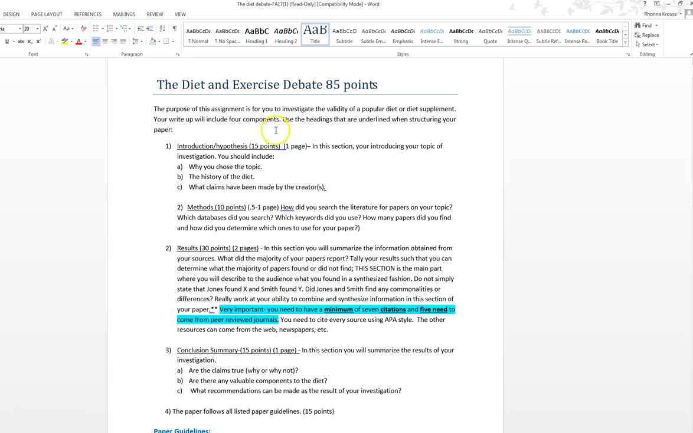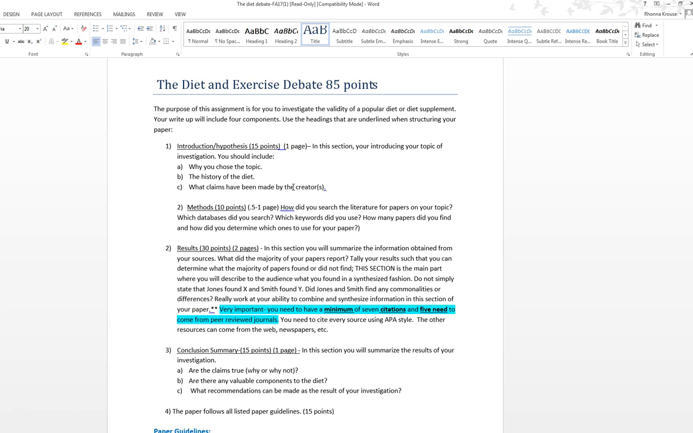The very first portion is the only part of this paper where you can use the word I. When we write research papers, we write in the third person. But because I'm asking you why you chose the topic, I'm allowing the use of the term I, or writing in the first person, for the very first portion of the introduction of your paper.